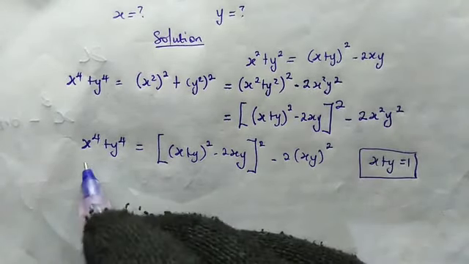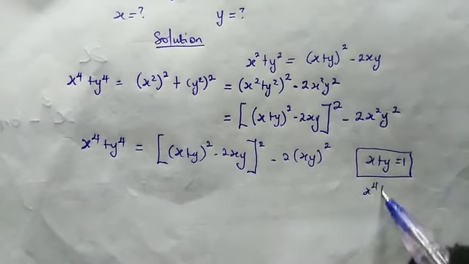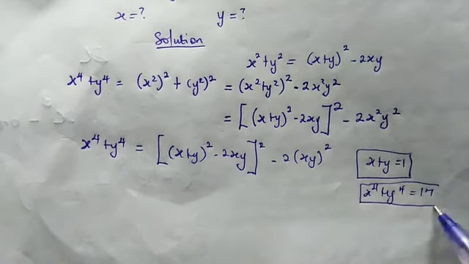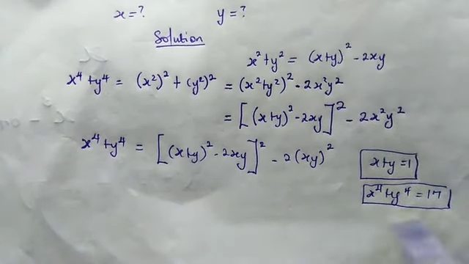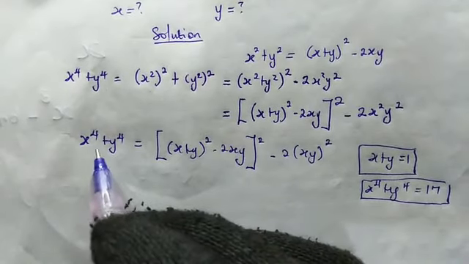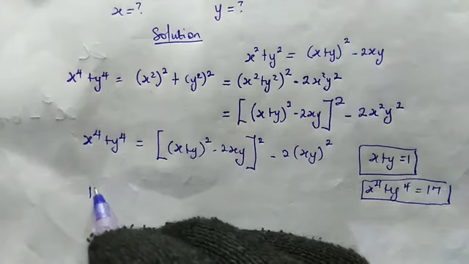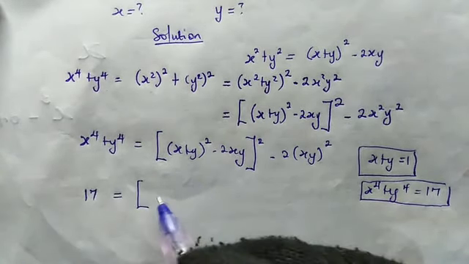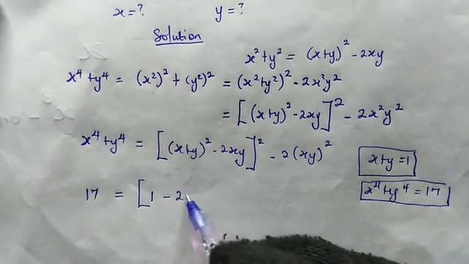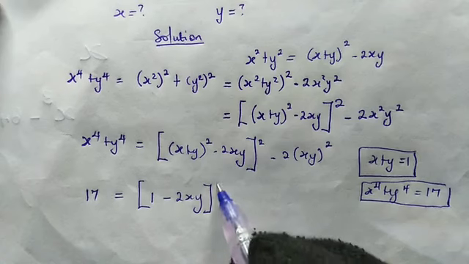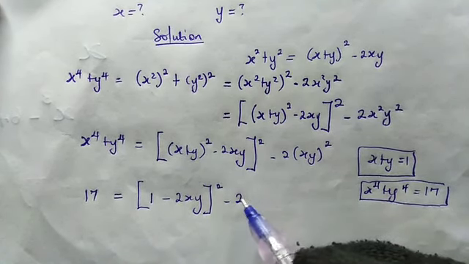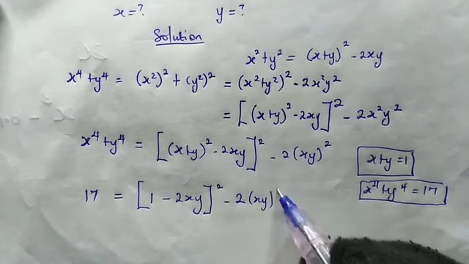Again, x to the power of 4 plus y to the power of 4, according to the problem, is 17. Sorry for that. Now we write this as 17 is equal to (1 squared minus 2xy) squared minus 2 times (xy) squared.